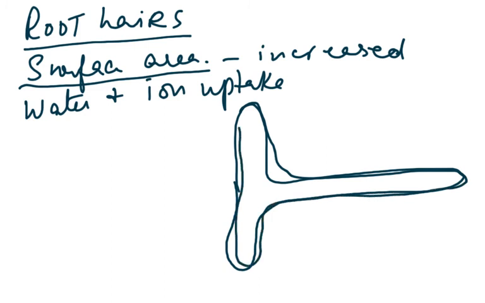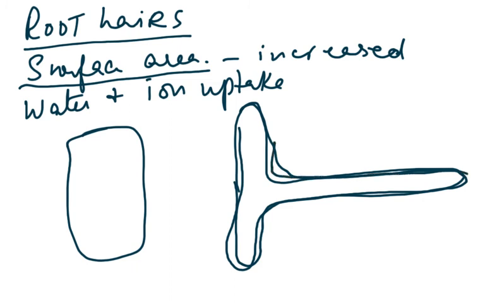Normally plant cells are not like this. Normally plant cells are just like this. So this has this long extension, the cell wall and the cell membrane and the cytoplasm. So this makes the root hairs have a very large surface area. Now, how is it going to help?